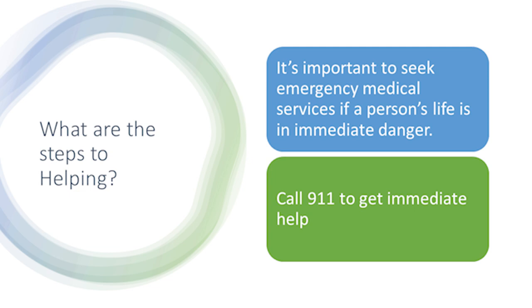It's important to seek emergency medical services if a person's life is in immediate danger. Call 911 to get immediate help. EMS is available when the person is in a medical crisis. They are trained to assist people in the public to get connected to help. You can ask for a crisis intervention team or a CIT-trained officer when calling 911. These officers have had additional training on how to talk to someone experiencing a psychological crisis.